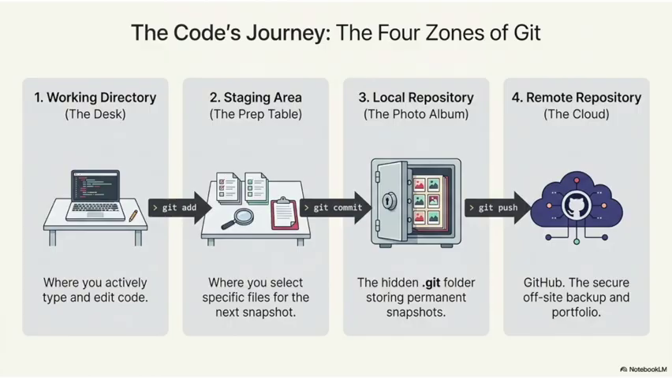Git add moves files from Zone 1 to Zone 2. Git commit moves them from Zone 2 to Zone 3. Git push moves them from Zone 3 to Zone 4. Every Git command is moving code between these 4 zones.